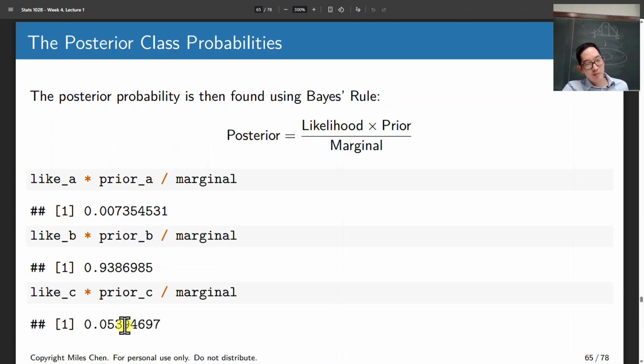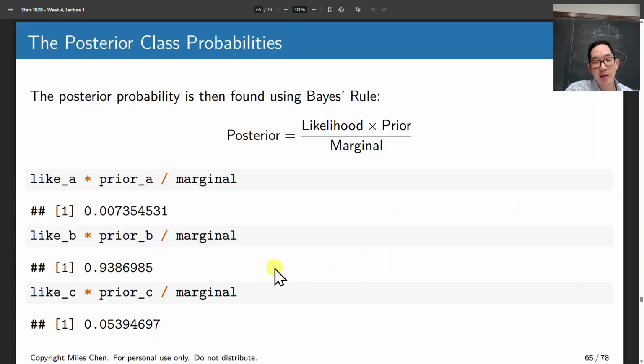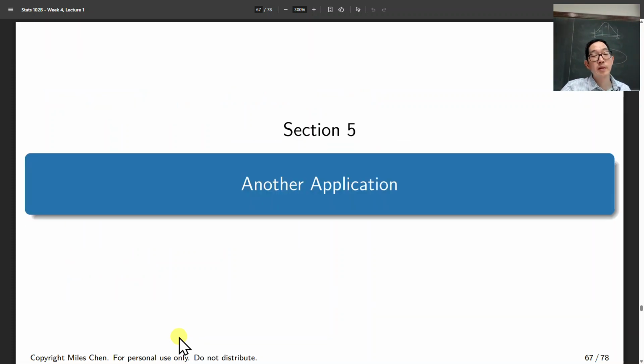So we see the difference it makes, but at the end of the day, if you said, hey, just predict which class it's going to be, we would still pick class B, okay? And yeah, the probability that it's 0, 0 is still the highest, but again, because we're ignoring the covariance, now class C suddenly seems like it could be a possibility. Okay.